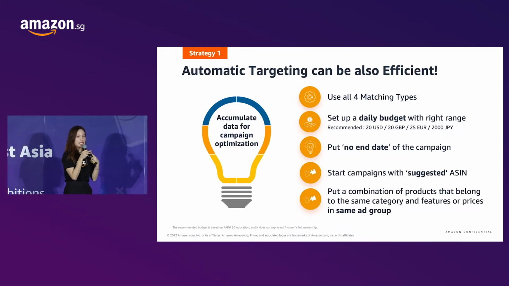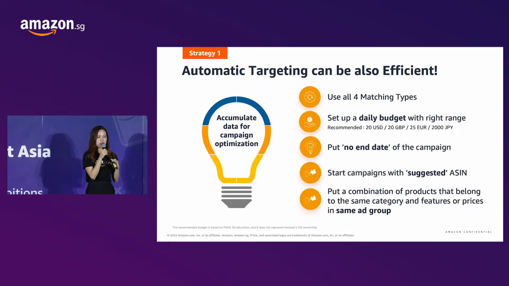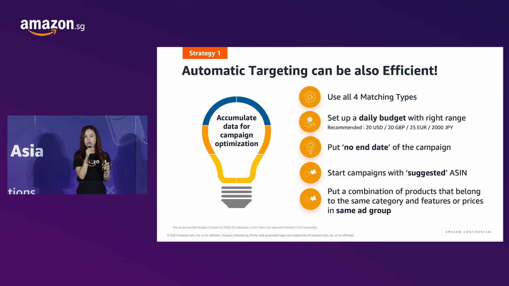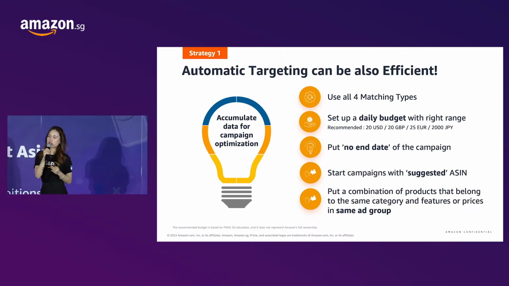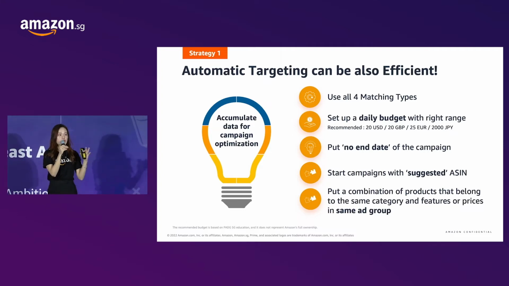Now, put no end date on the campaign, so it gives you much more efficiency in terms of sales. Start the campaigns with just suggested ASINs, so that it will have more placements available for you. And then, if you're not sure which product to start advertising with, put every ASIN in one group and start it, and you will get buyer data showing which one is selling well.